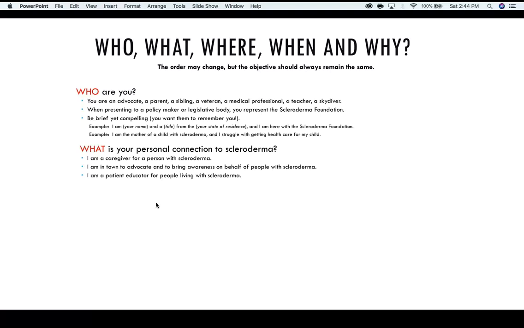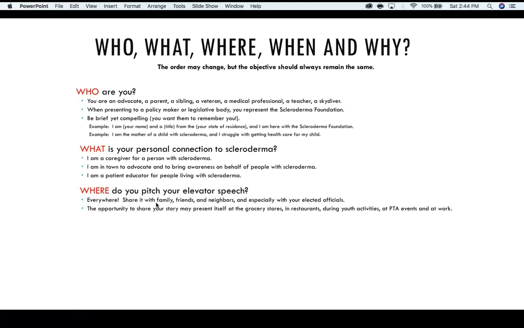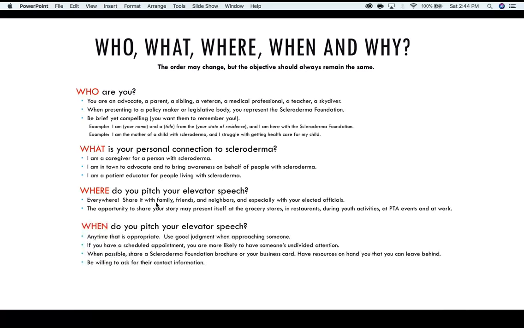Tell people why you are there. I'm here for medical treatment. I'm here for scleroderma patient conferences. I am here to represent my state for the Scleroderma Foundation on Capitol Hill.